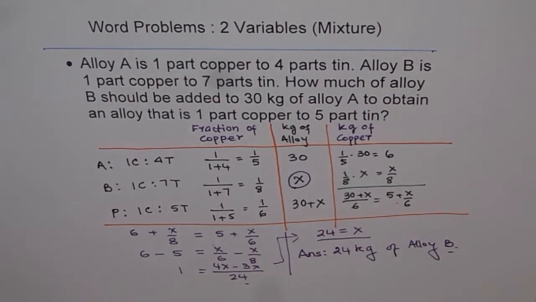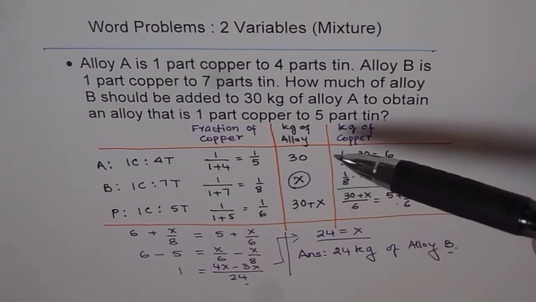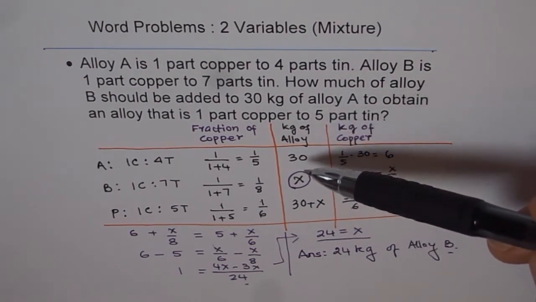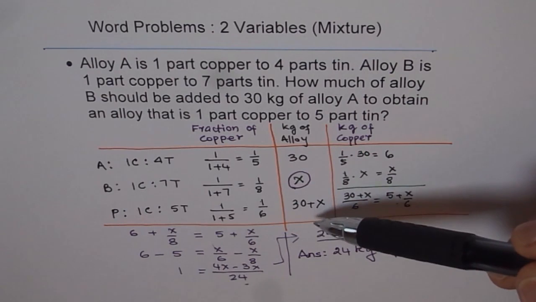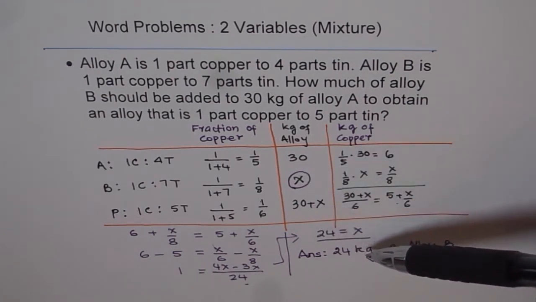So this is the way these problems can be solved. So have a good look at it. So how did we do it? We picked up one material, which was copper in our case. And we said how much of copper is there in each type of alloy. And we equated that to get our answer.